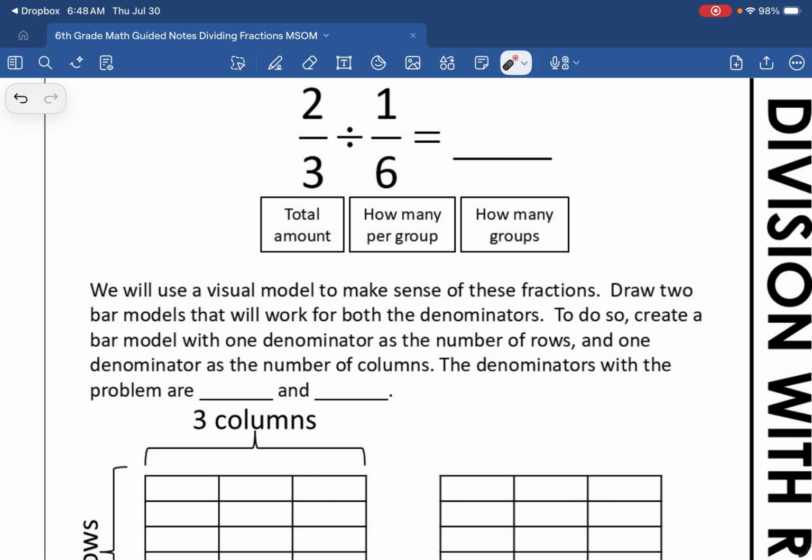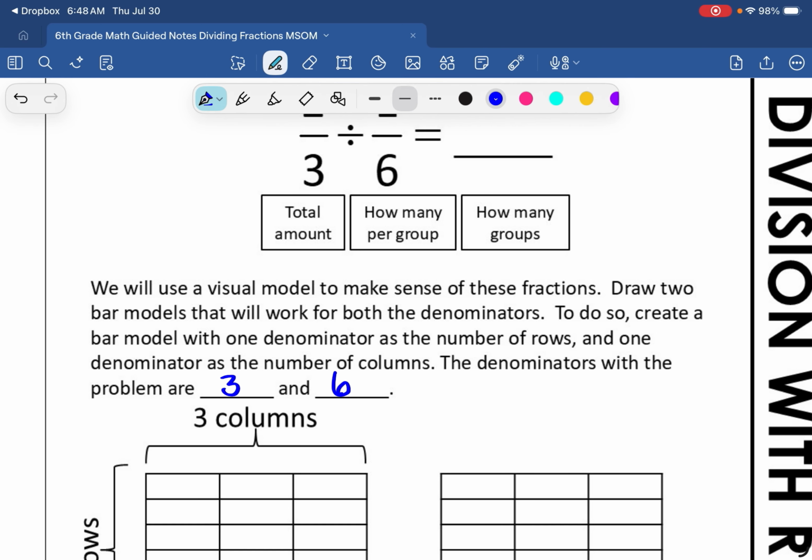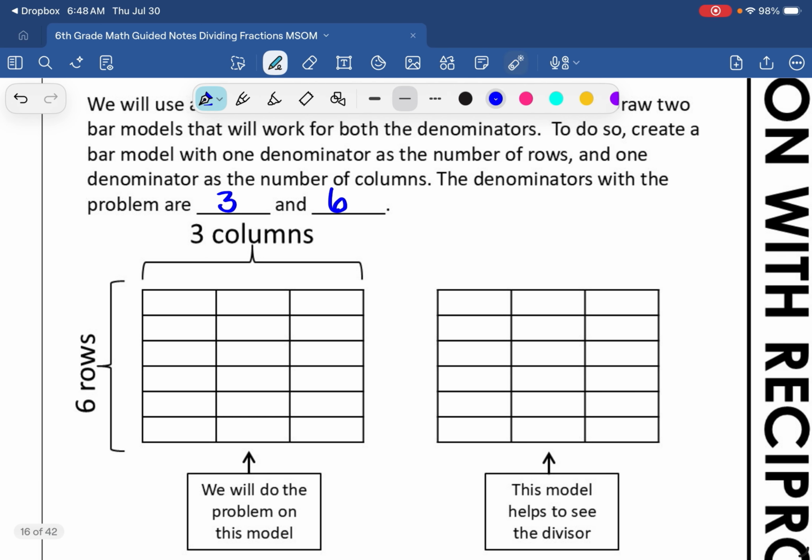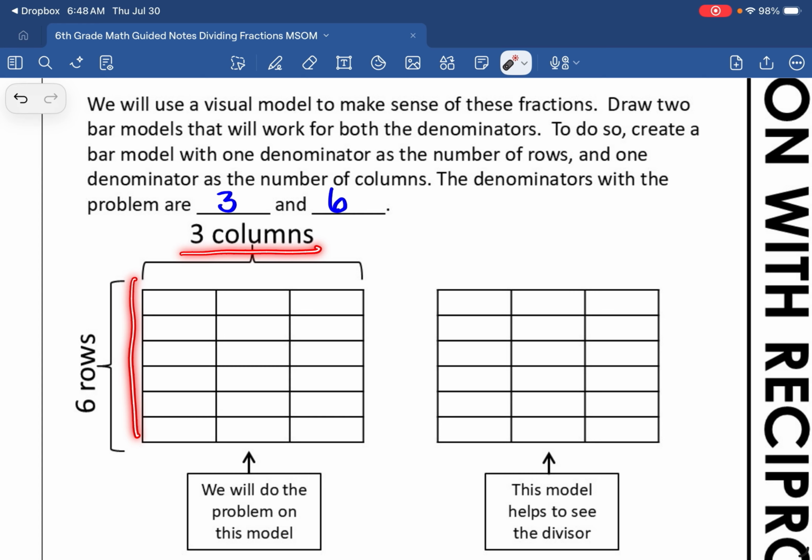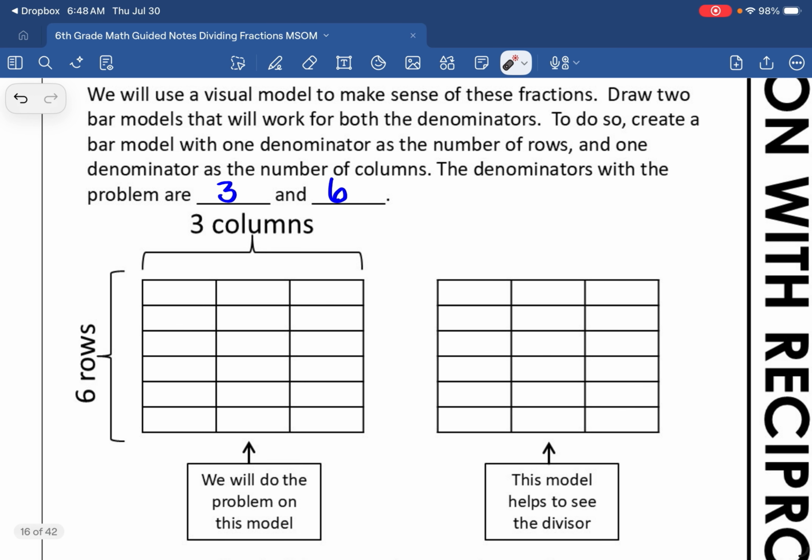To do so, create a bar model with one denominator as the number of rows and one denominator as the number of columns. The denominators in the problem are, so we're looking at the denominators up here, a 3 and a 6. So we're going to make my visual model with 3 columns and 6 rows. I could also do 6 columns and 3 rows. It doesn't matter. I make two models like that. One I use to do the problem on, and one I do to help us see the divisor.